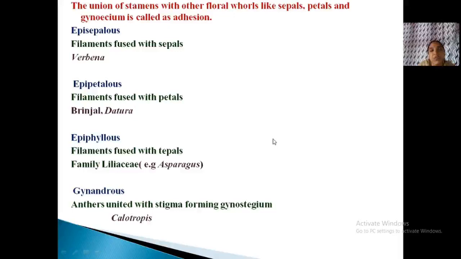So, what is cohesion? What is adhesion? Cohesion is fusion of stamens among themselves. If filaments free, anthers fused is one condition. Anthers free, filaments fused is another condition. Both anthers and filaments fused is the third condition. So, Adelphi, syngenesious and synandry. You have to differentiate. Adelphi is monadelphi, diadelphi, polyadelphi. Those three are together coming under cohesion. Then, what is adhesion? Stamens with some other whorls like sepal, petal, gynoecium. Adhesion is episepalous, epipetalous, epiphyllous, gynandrous.